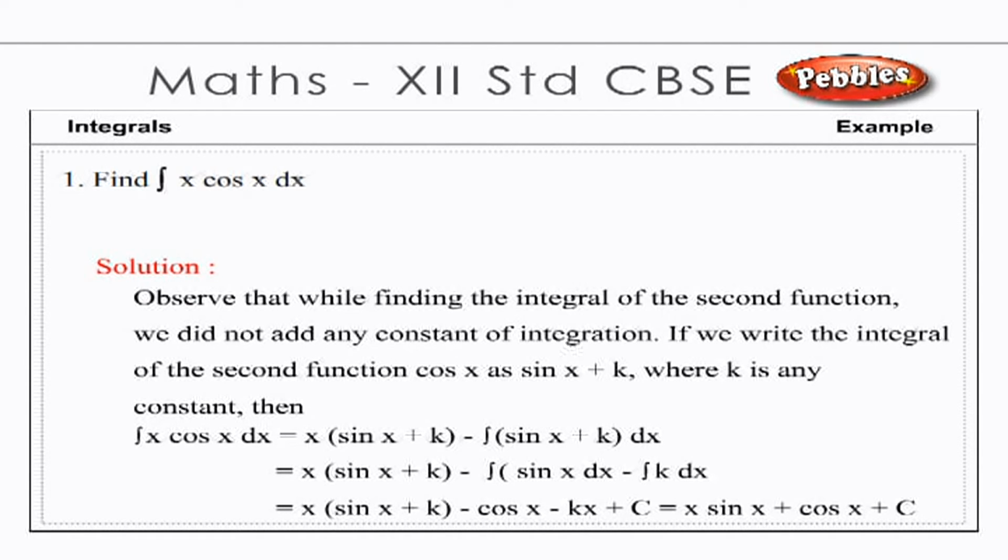Observe that while finding the integral of the second function, we did not add any constant of integration. If we write the integral of the second function cos x as sin x + k, where k is any constant, then ∫ x cos x dx = x(sin x + k) - ∫ (sin x + k) dx = x(sin x + k) - ∫ sin x dx - ∫ k dx = x(sin x + k) + cos x - kx + C = x sin x + cos x + C.